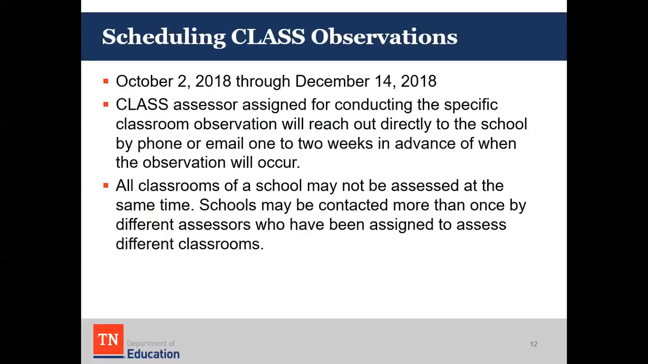We have a team of assessors, so there's not just one assessor. Whichever assessor has been assigned to the given school and classroom, because there might be a different assessor assigned to another classroom in the same school, it's important to know that that assessor who's coming will reach out directly by phone or email 1 to 2 weeks in advance of when the observation will occur. So let's put that in perspective for a minute. In a given school, you might not have all the assessments done in the same week. They may be coming back to do another assessment for another classroom by a different assessor.